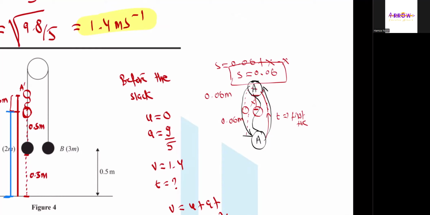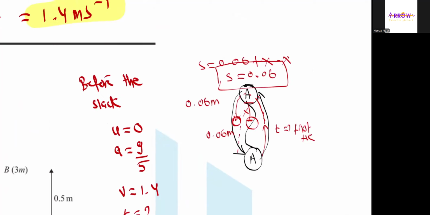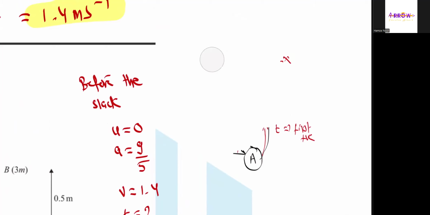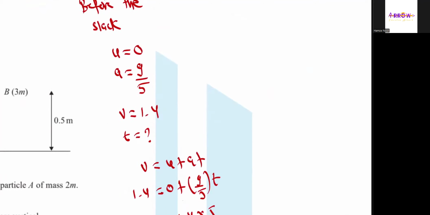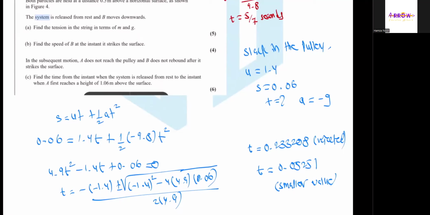The second positive value will be the instant when particle A is coming back. So we are going to accept the smaller positive value of t, and the higher positive value of t, which is the second positive value, will be rejected. Okay, this is the whole idea behind this scenario. All right, I'm going to just erase this. So the higher value of t is going to be rejected, and the smaller value will be taken over here. This will be taken as the duration of the slack in the pulley.